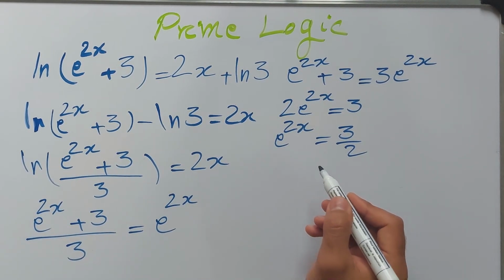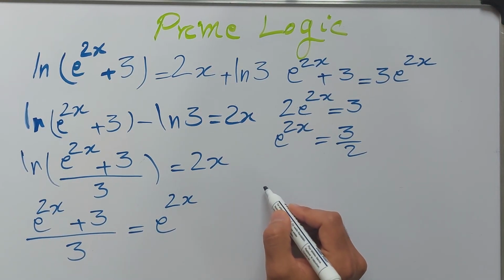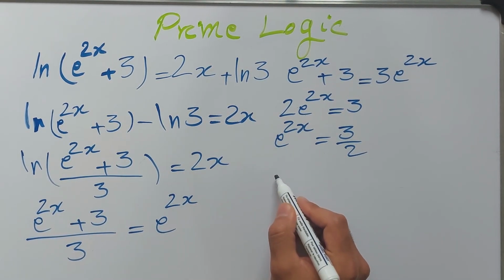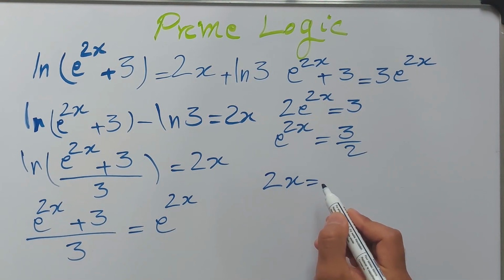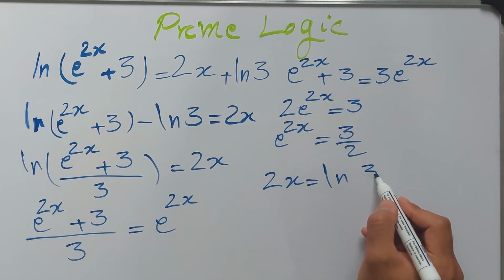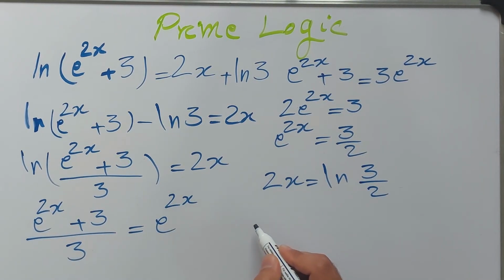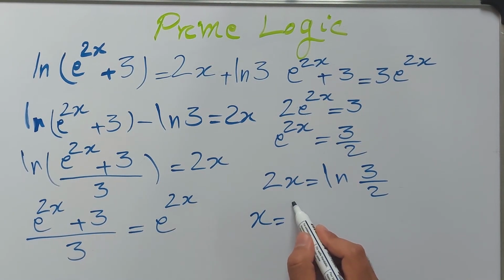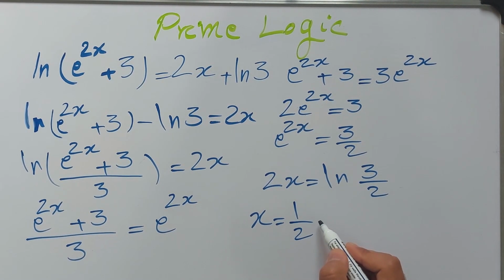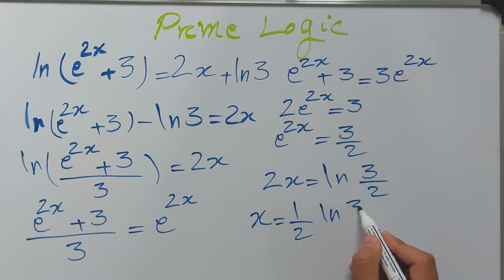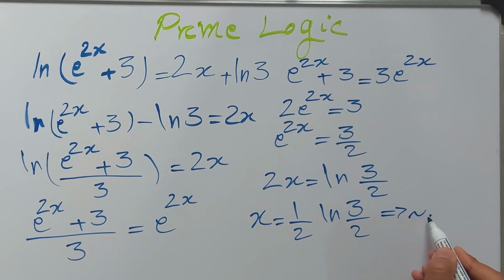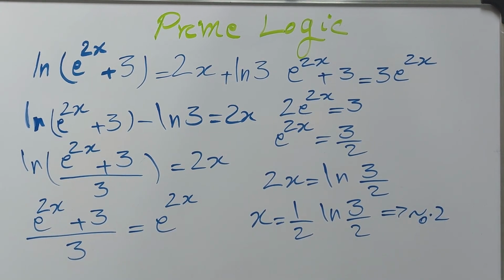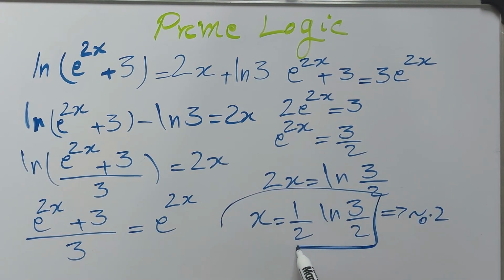Now let's take the natural log of both sides. If we take the natural log of this term, it would be 2x = ln(3/2). And the final answer is x = 1/2 times ln(3/2), which is around 0.2. So that's the final answer. This step is enough.